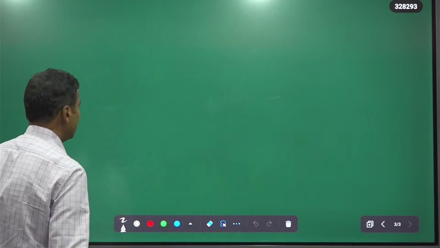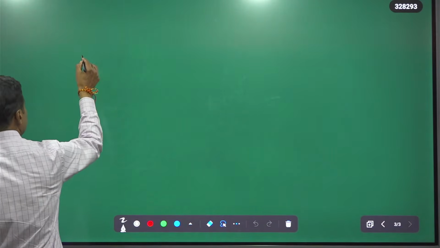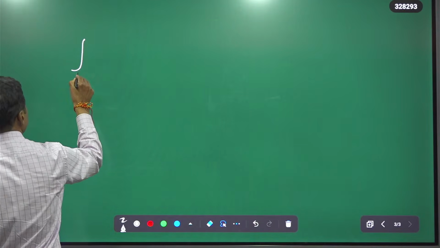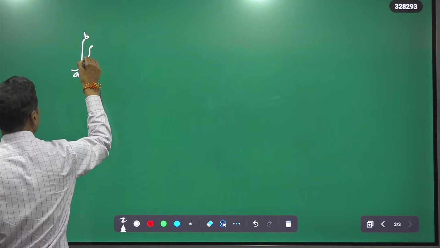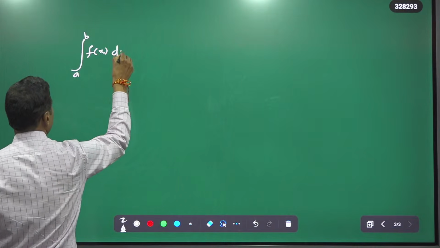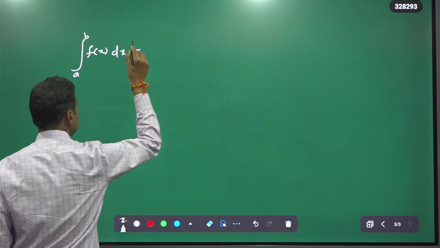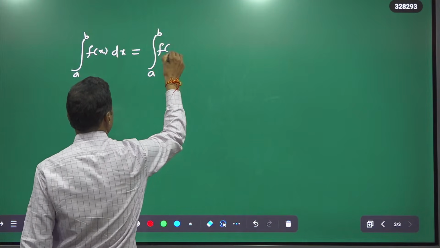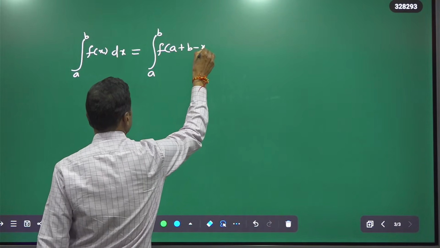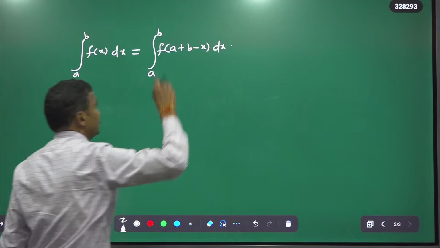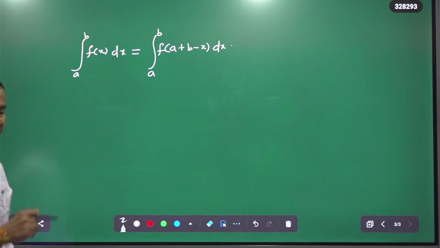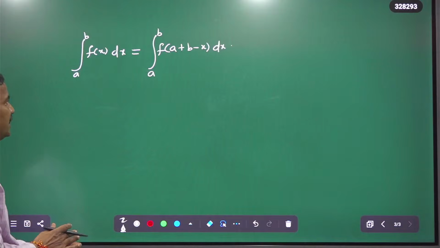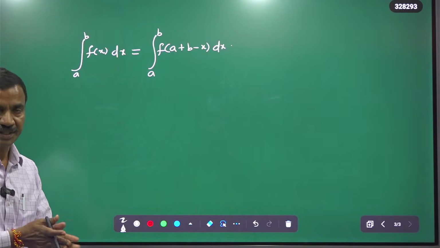So, the next one is the important property here: the integral of a to b f of x dx is equal to the integral of a to b f of a plus b minus x dx. This is the important property of definite integrals. The integral of a to b f of x dx is equal to the integral of a to b f of a plus b minus x dx.